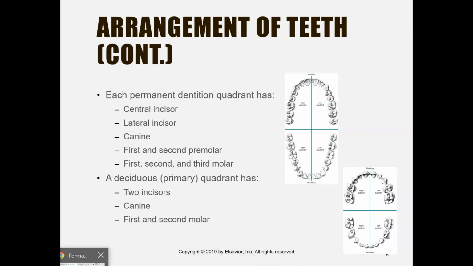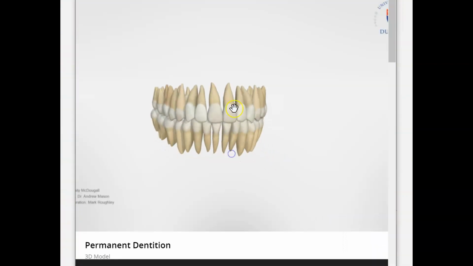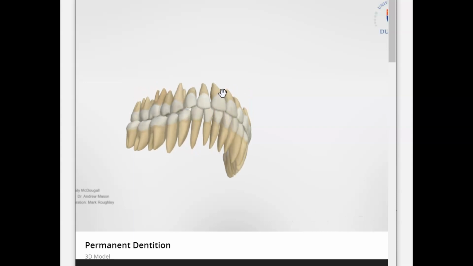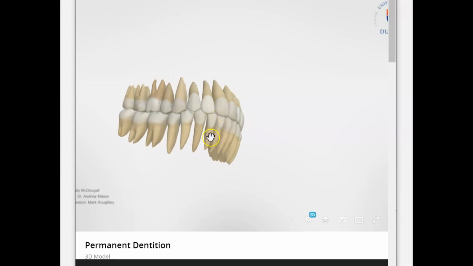But if you look at it over here, this is your central incisors. We have max central incisors, mand central incisors. This is your lateral incisor, because it's just to the side of the central incisor. And same thing here, this is your lateral incisor.